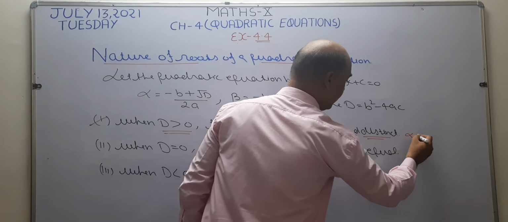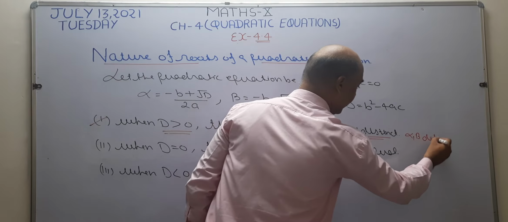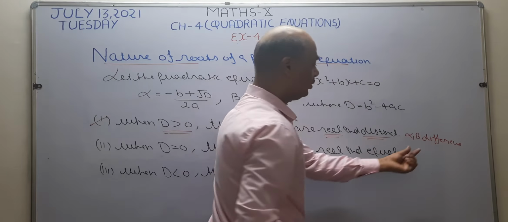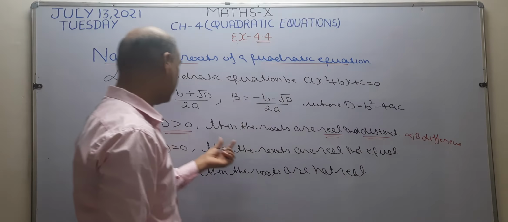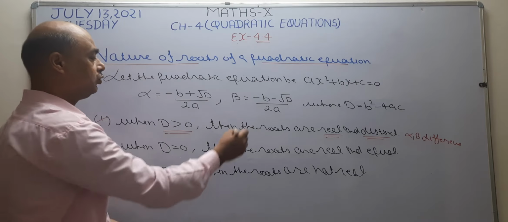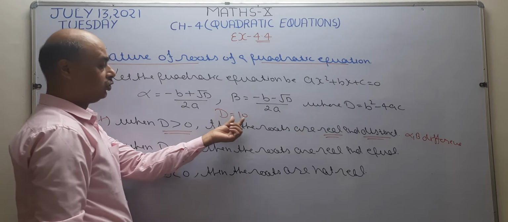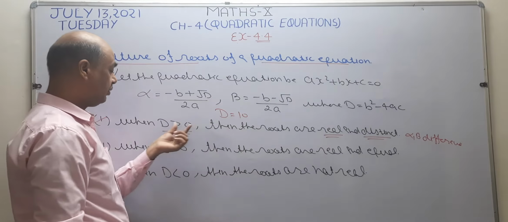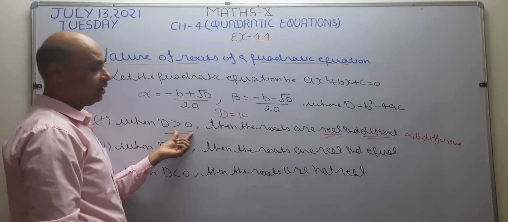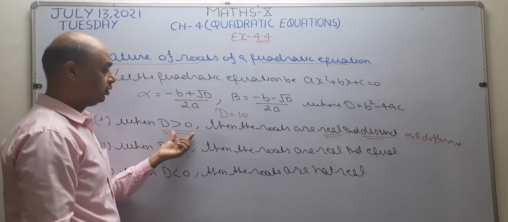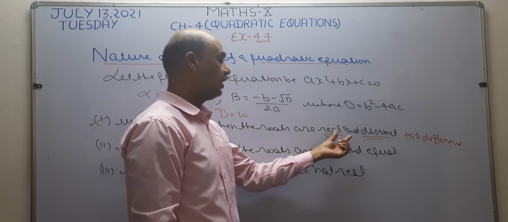Distinct means alpha and beta are both different. The values of alpha and beta will be different when D is greater than 0. What is the meaning of D greater than 0? Suppose you find the value of D and it becomes 10. As you know, 10 is greater than 0, so D is greater than 0. When you get a positive answer, then D is greater than 0, and the roots are real and distinct.